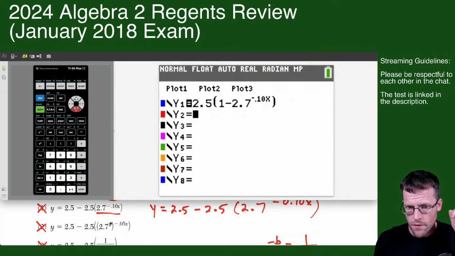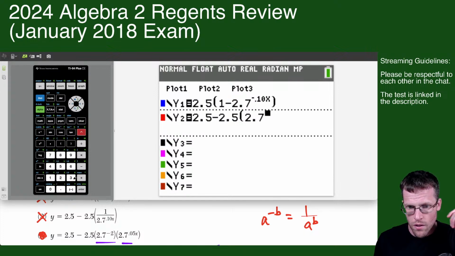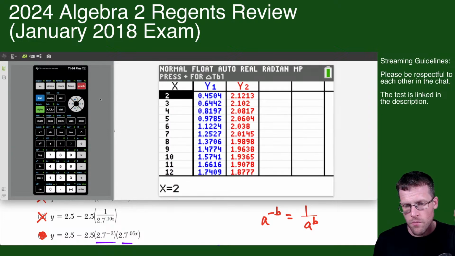Cool. And then if I write the wrong answer, 2.5 times 2.7 to the negative 2, and then 2.7 to the 0.05x. Okay, and if I look at the table, see how they don't match. All right, so those are definitely not it.